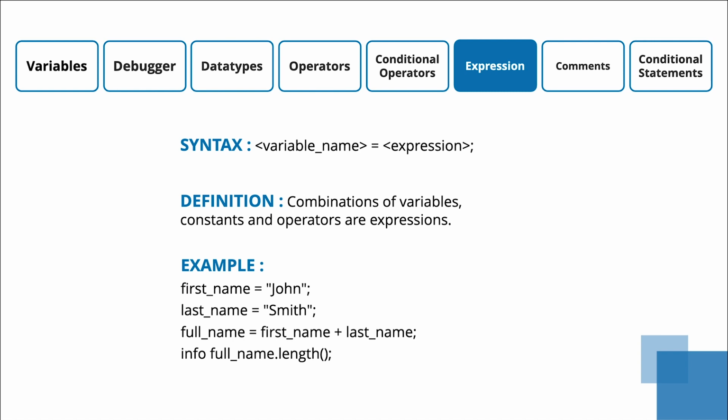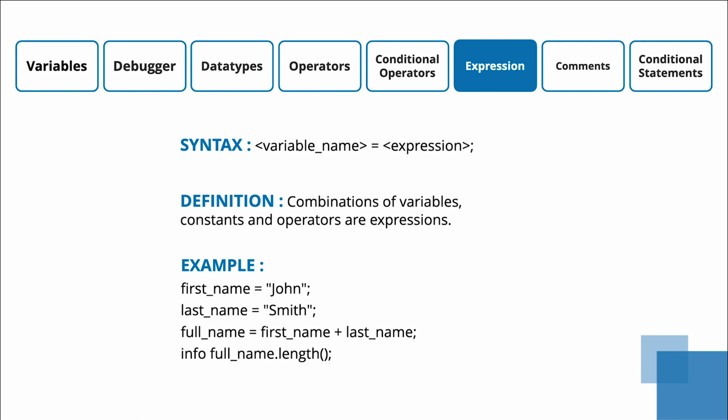John, semicolon, don't forget the semicolon. Then similarly, we've got last underscore name equals, again, Smith within quotes and semicolon. And the full name is obviously the first name and the last name. So first name plus last name. Make sure there's no typo when you type it out from the top. And then finally, you've got to find out the full name's length, right?